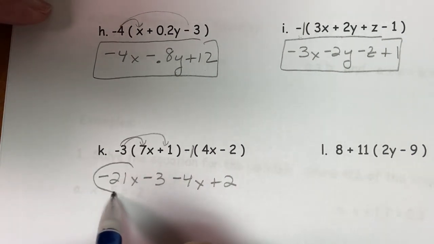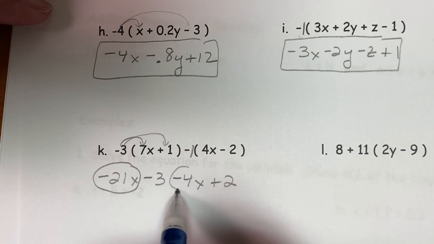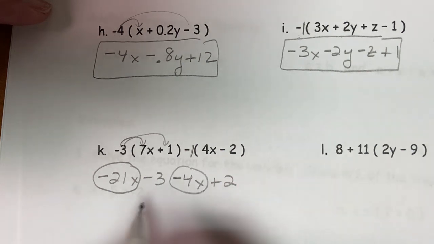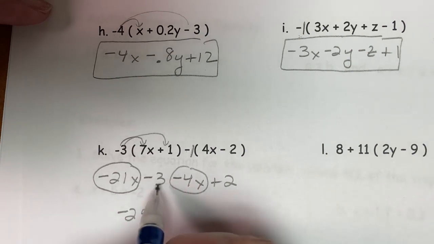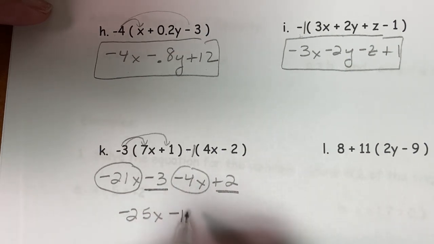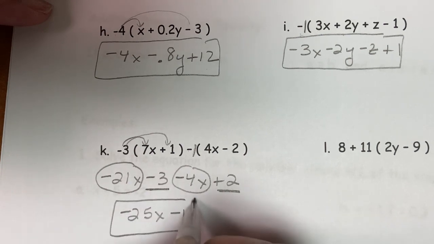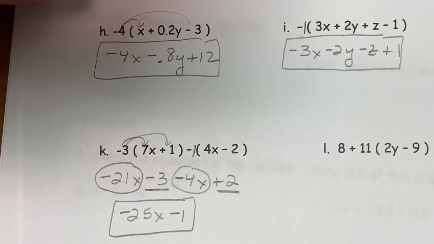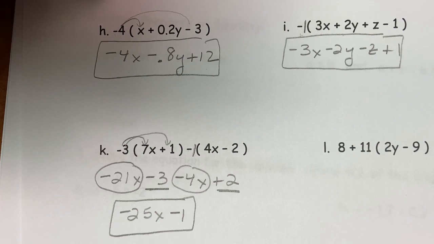We can combine negative 21x with negative 4x. That's going to give me negative 25x. And we can combine the negative 3 with the positive 2, which would give me negative 1. And again, we can't simplify any further because those are not like terms.